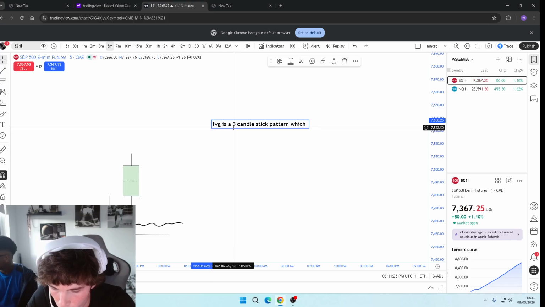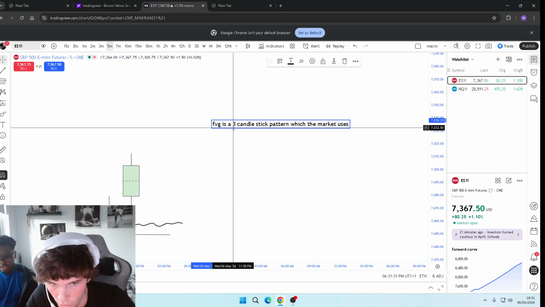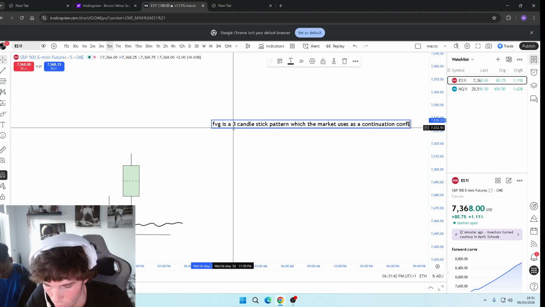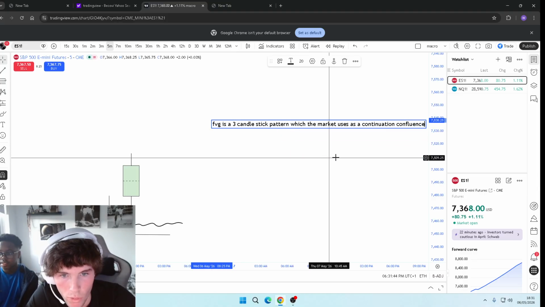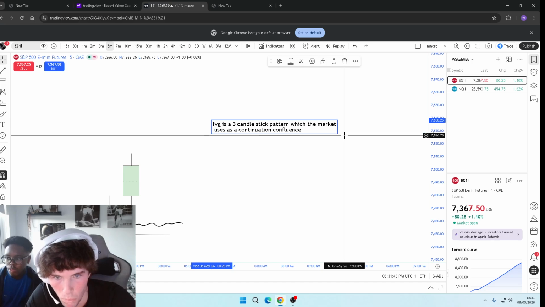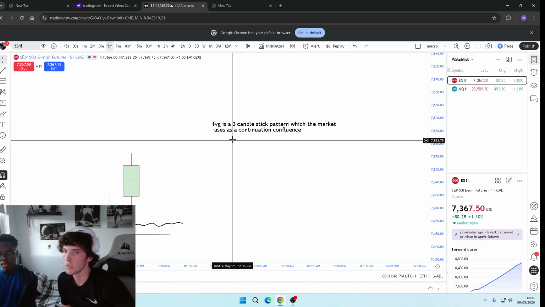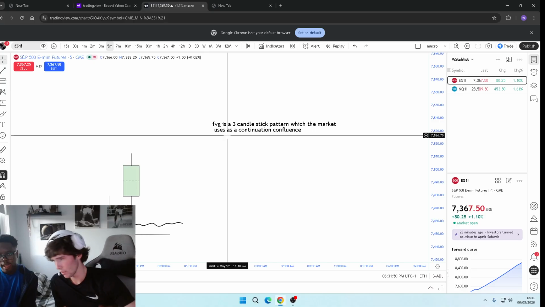which the market uses as a continuation. So what do I mean by that? It basically means a fair value gap, right?